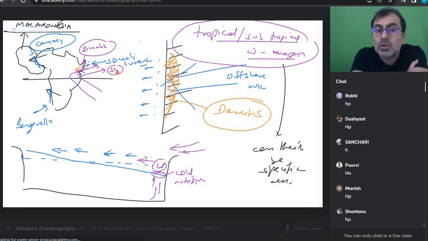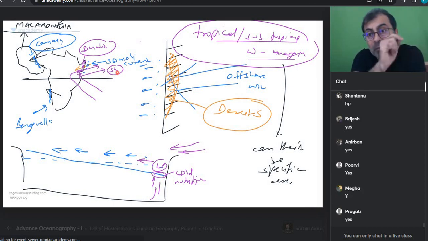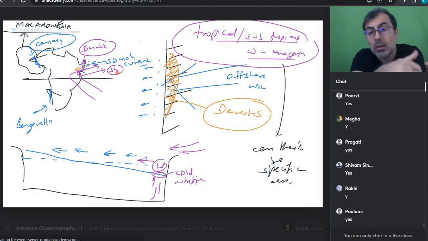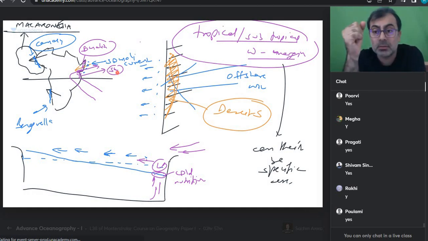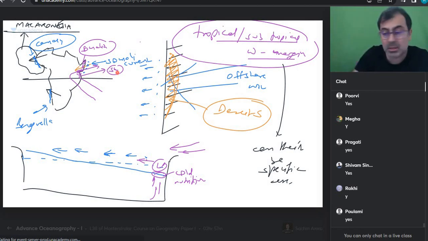When the Somali current is not there, what will happen? No upwelling. Will normalcy restore or not? Will this become warm? Do you know off the coast of Australia, some upwelling happens? Off the coast of Australia, upwelling is normal. By the same logic, west coast, it can happen in Australia as well.